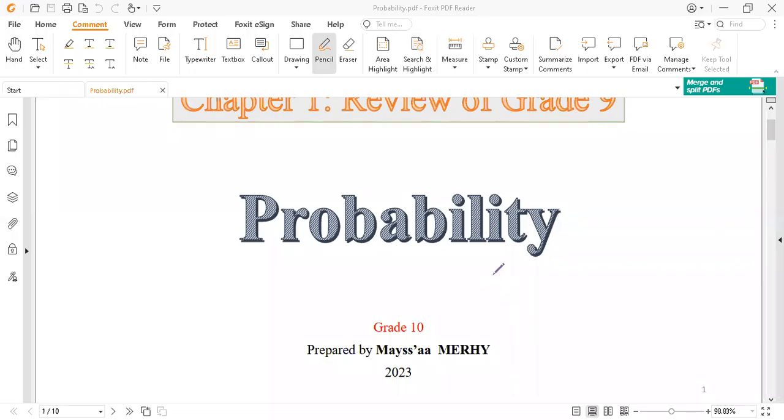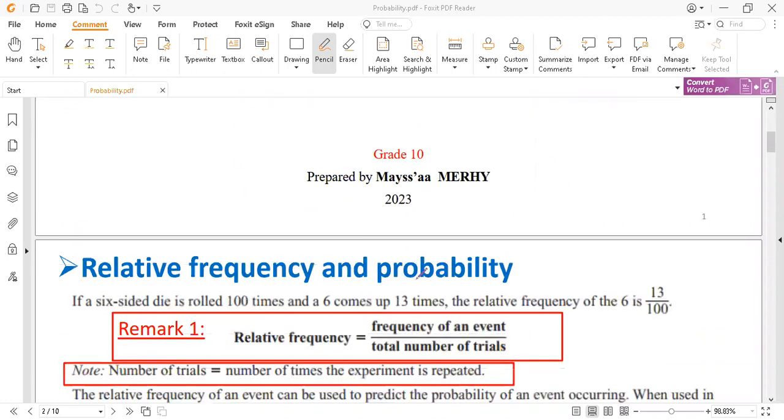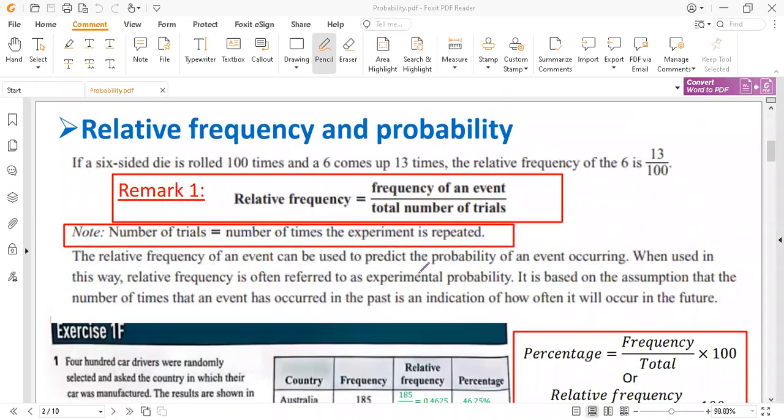Hi everyone. Today we will give or revise some information about the probability that we have explained before in grade 9. So what about relative frequency and the probability? What is the relation between these two concepts? Normally, we should know that the relative frequency of an event can be used to predict. It is an indication about what will occur in the future.